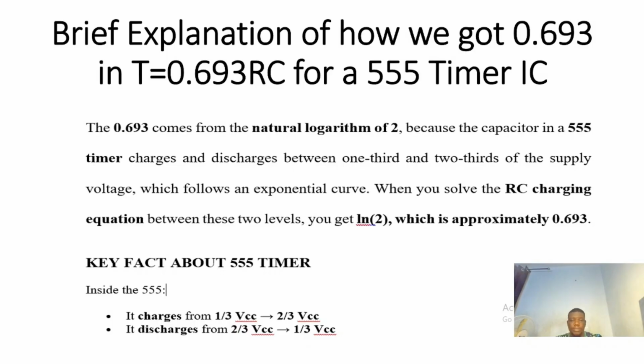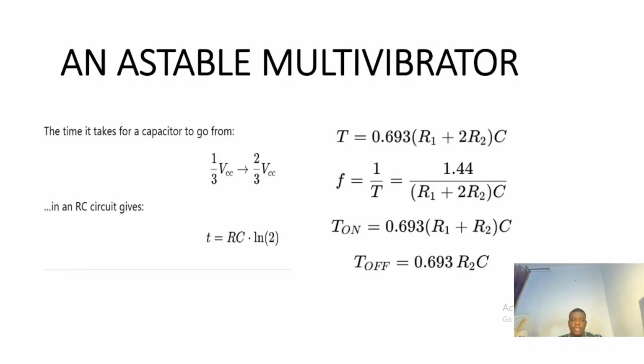All right. Now, here is the equation you need to know. The total period is in this form. When we say period, we are combining both the on state and the off state. The general formula it takes is 0.693 times (R1 plus 2 times R2), all in brackets, multiplied by the capacitor value. Note this very, very important thing.